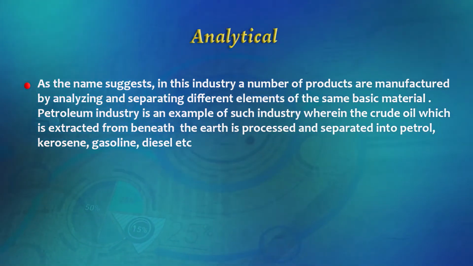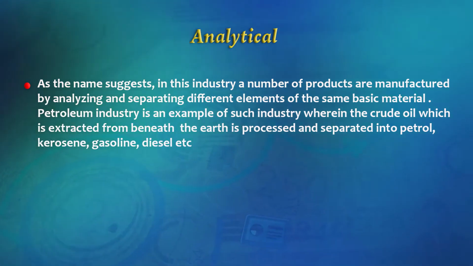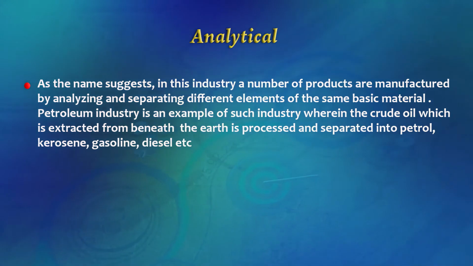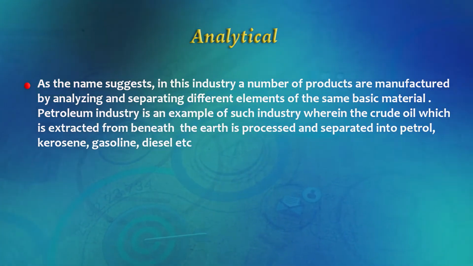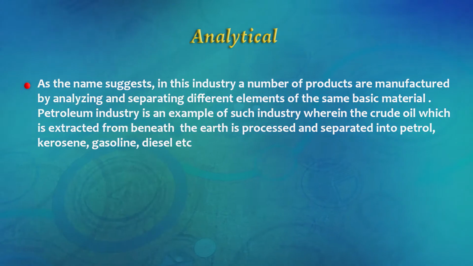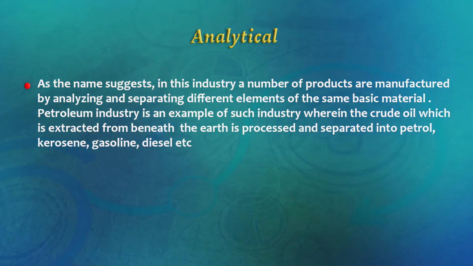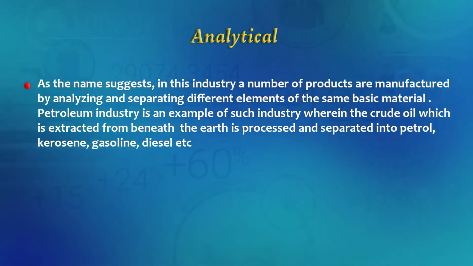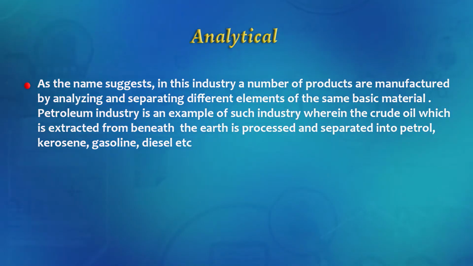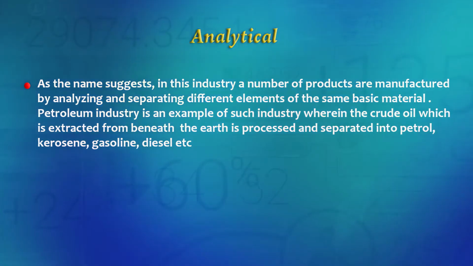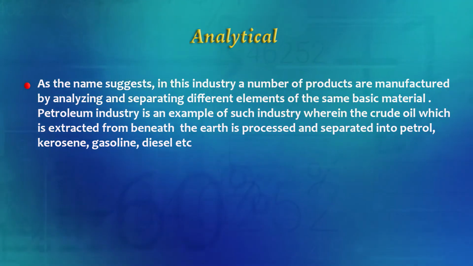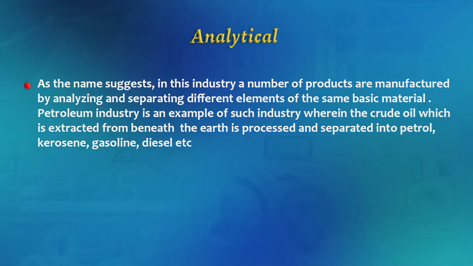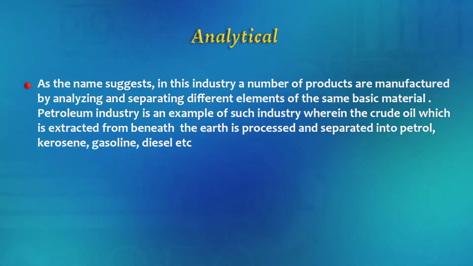First is analytical. As the name suggests, in this industry, a number of products are manufactured by analyzing, separating different elements of the same basic material. Like the petroleum industry is one of the examples of such industry, wherein the crude oil which is extracted from beneath the earth is processed and separated into petrol, kerosene, gasoline, diesel, etc.